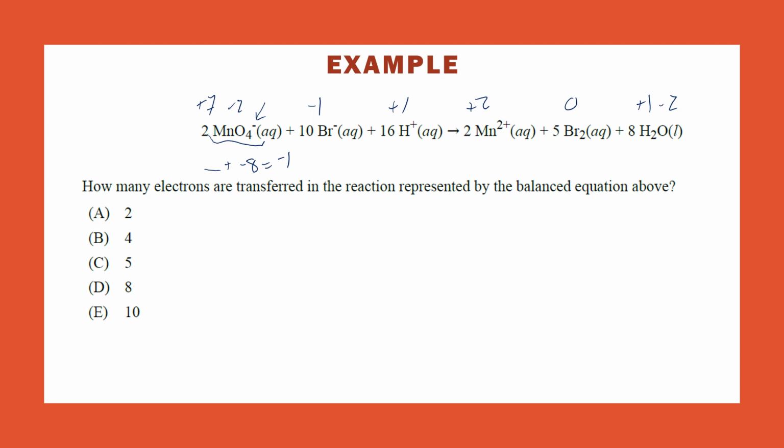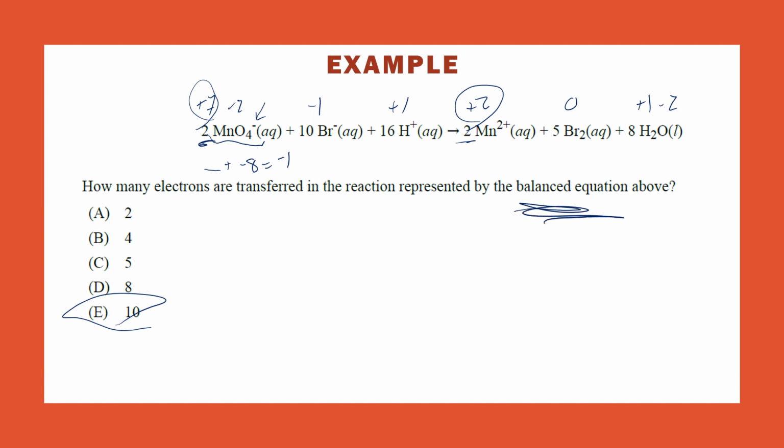So you're seeing that the manganese ions are going from +7 to +2, and it's doing that twice because of the 2 coefficients. So you'll see that there must be a transfer of 10 electrons because manganese is gaining 5 electrons essentially twice over the course of that reaction.